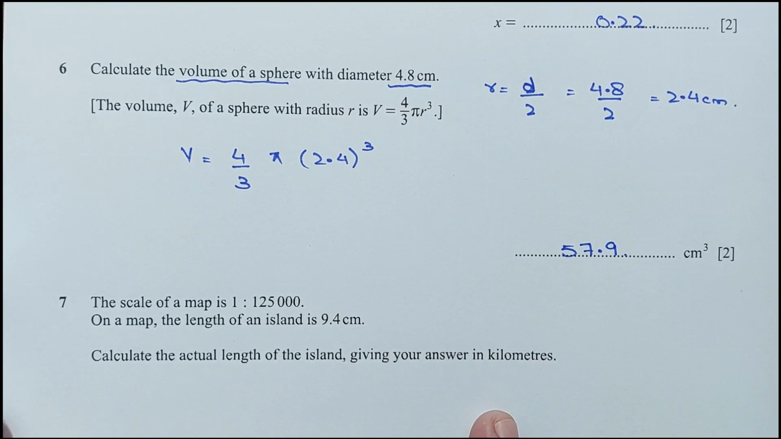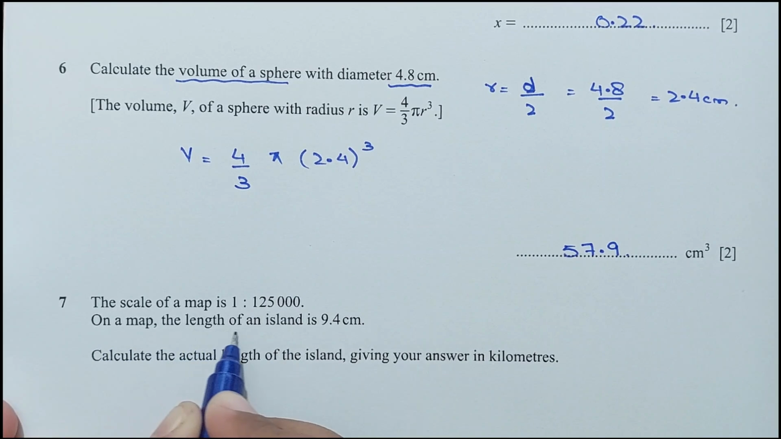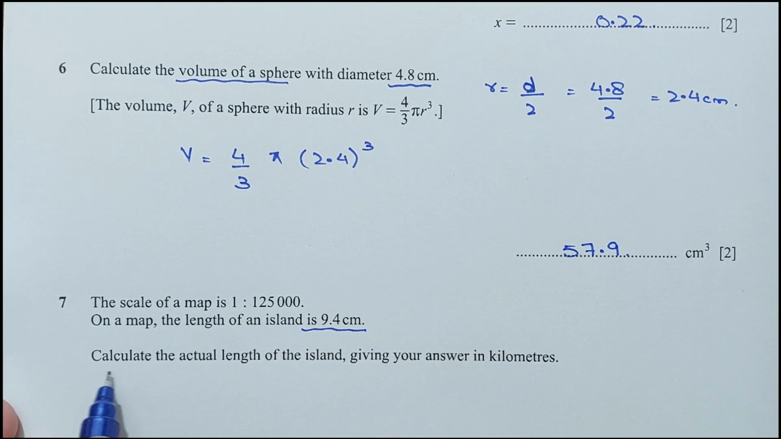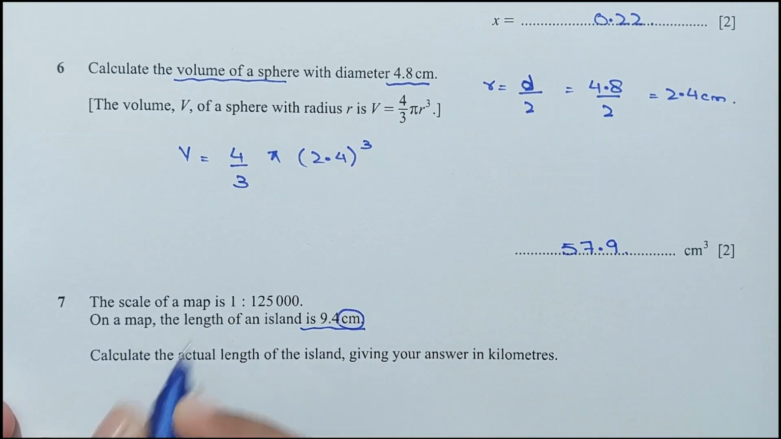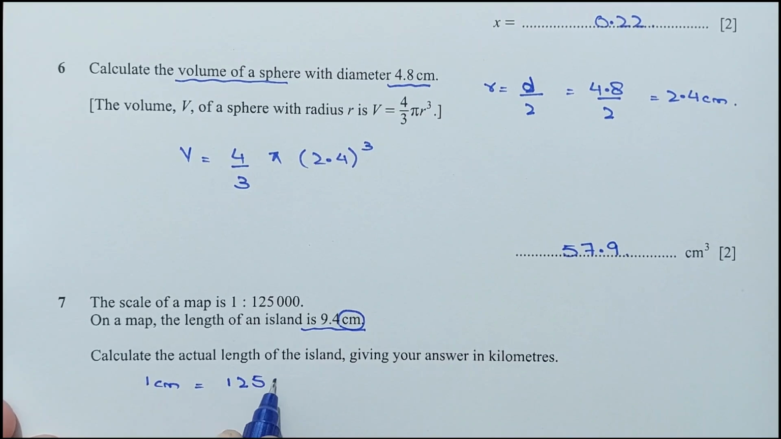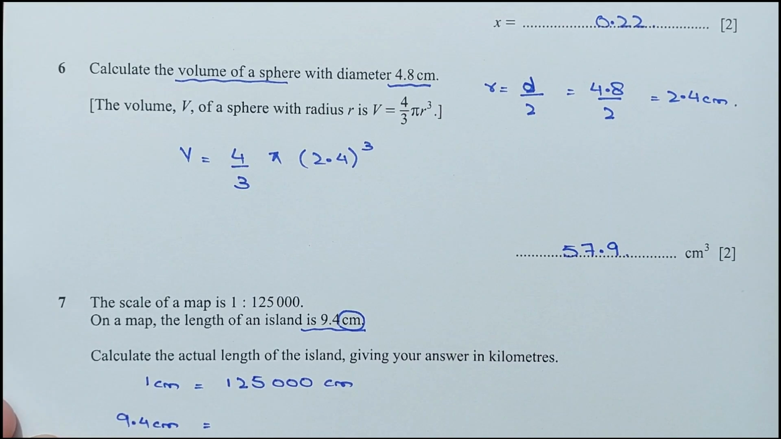Right. Question number 7. The scale on a map is 1 to 125,000. On the map, the length of an island is 9.4 centimeters. Calculate the actual length of the island, giving your answer in kilometers. So the scale on the map is in centimeters, right? We are given 1 centimeter equals 125,000 centimeters. What is 9.4 centimeters? This is 9.4 times this much.